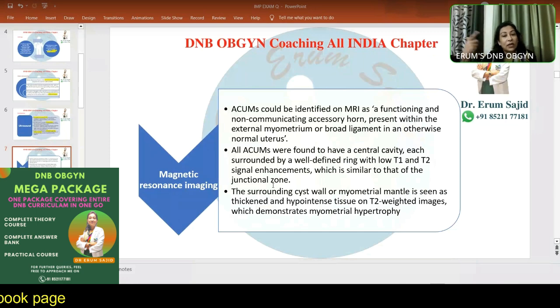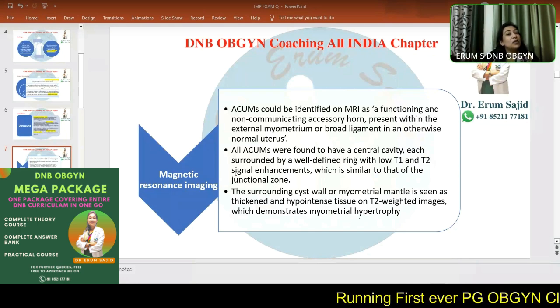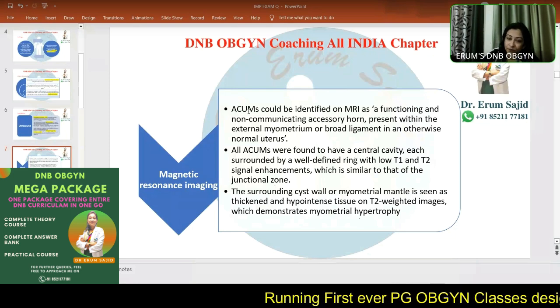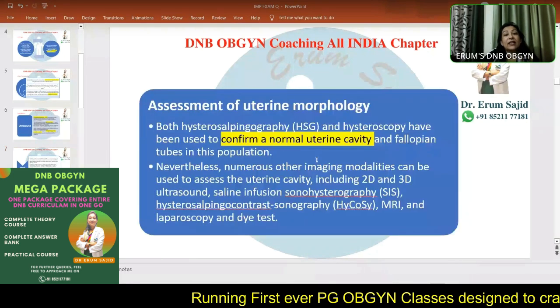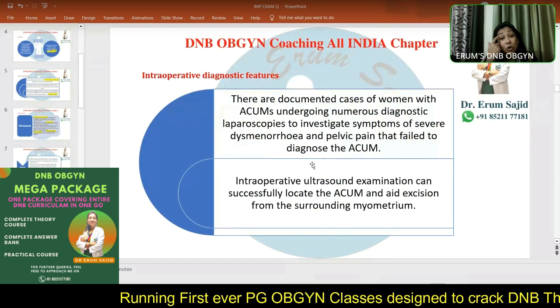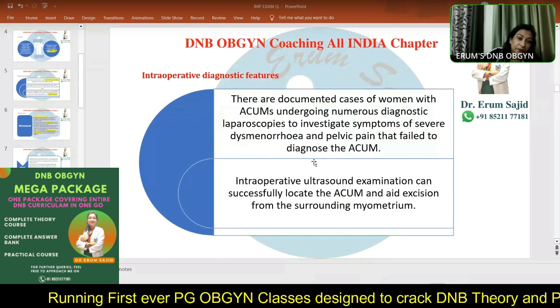Now you keep thinking what it can be. See, a surrounding cyst wall or myometrial mantle is seen, thickened, hypointense tissue on T2. This is exactly what the report is going to be. Do not think it is going to be this kind of report: it's an ACUM. But still, whenever there is a uterine malformation, you always cross-check it with MRI, right?